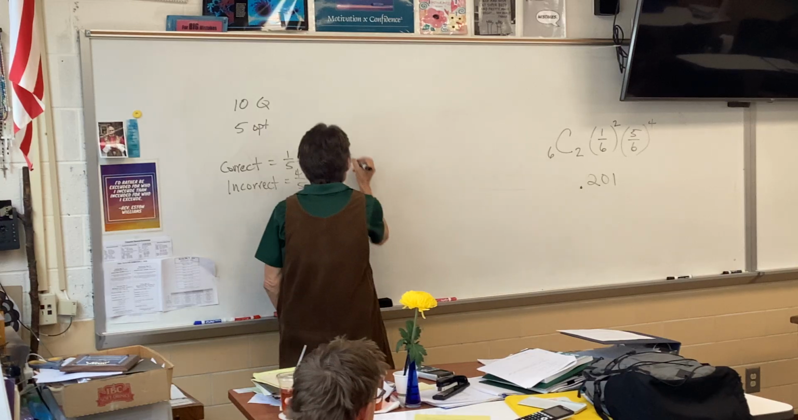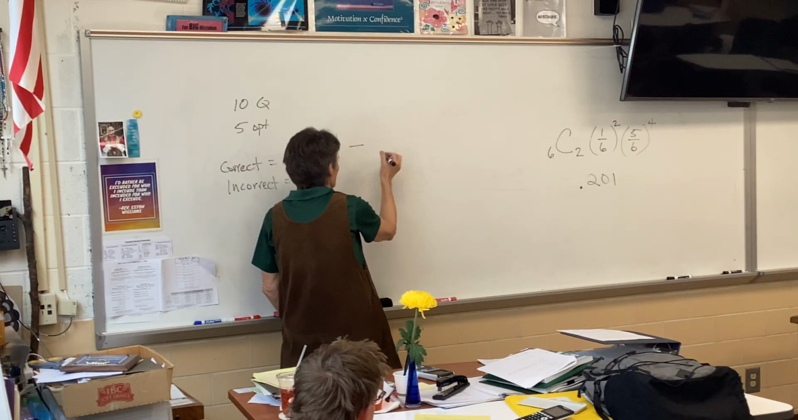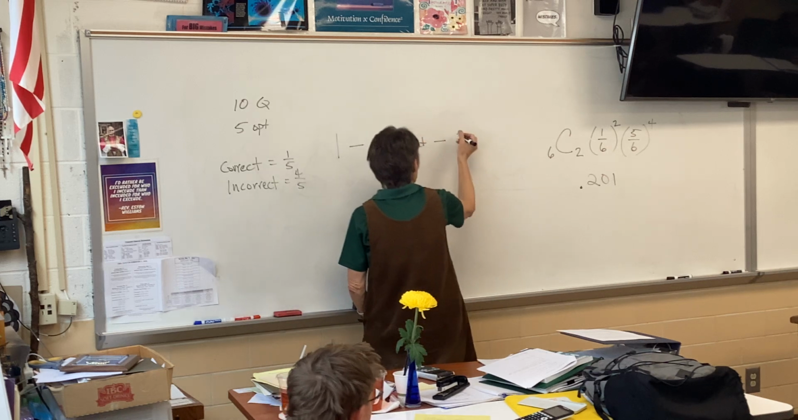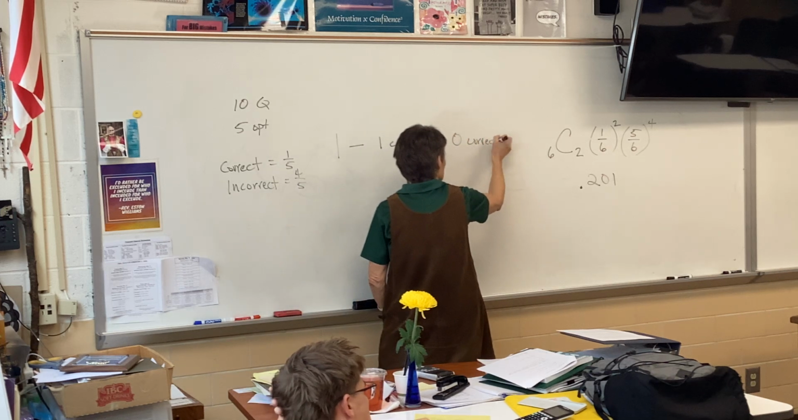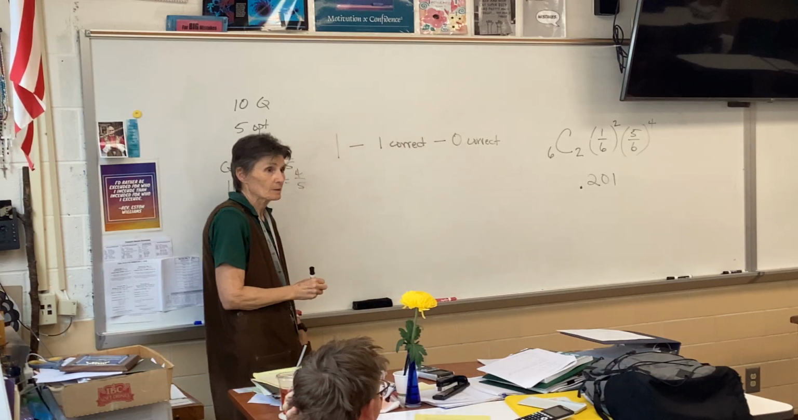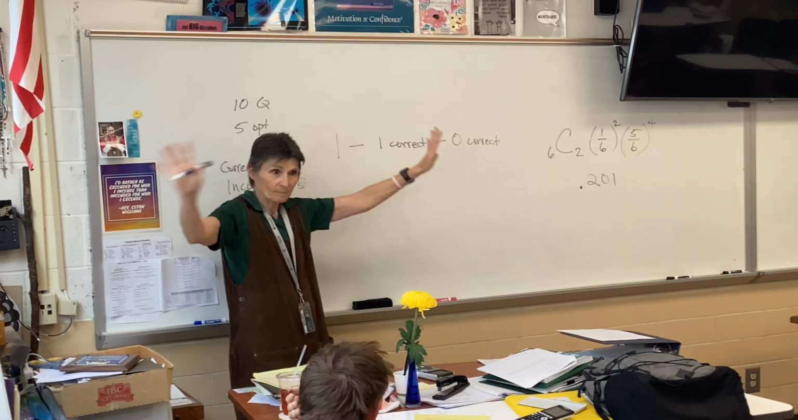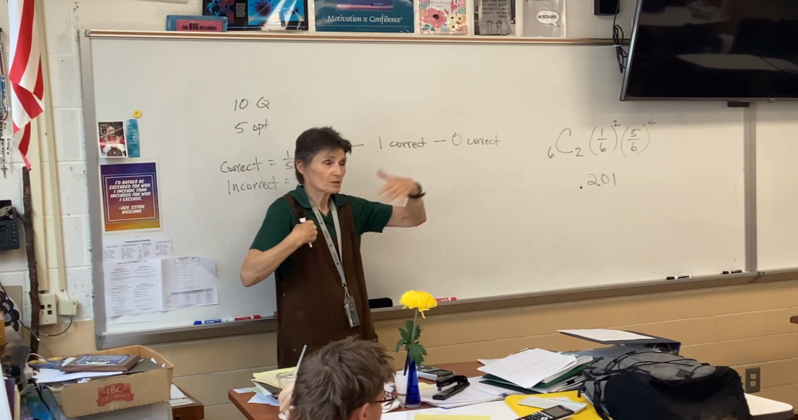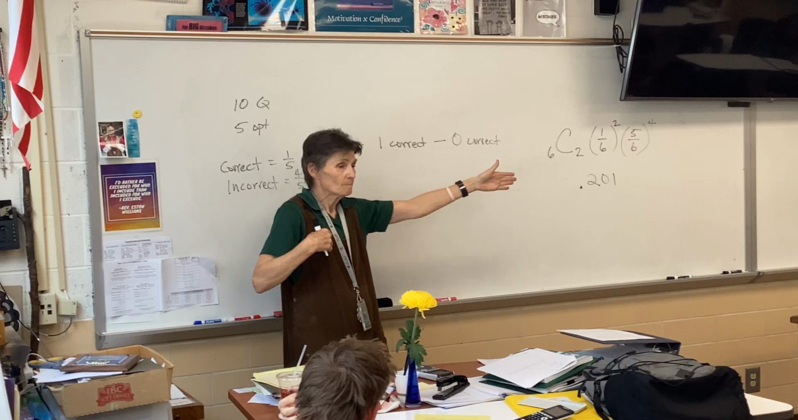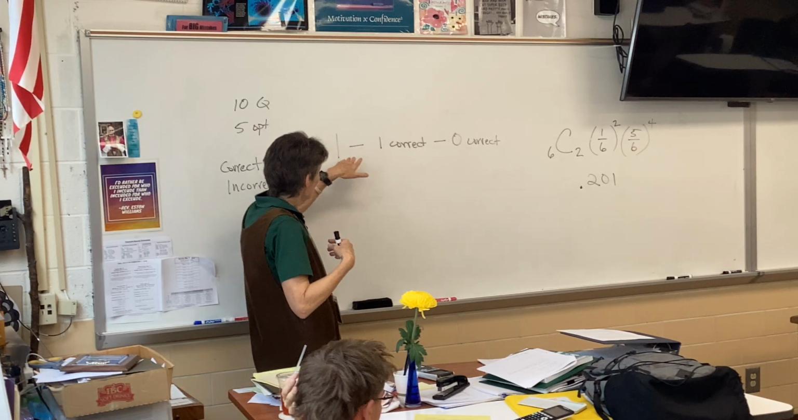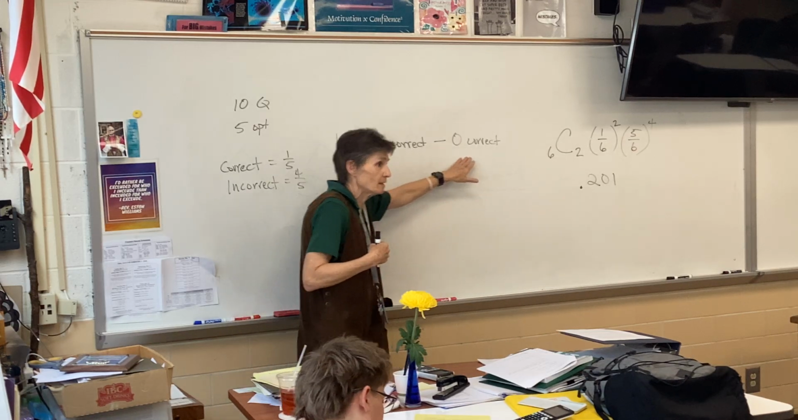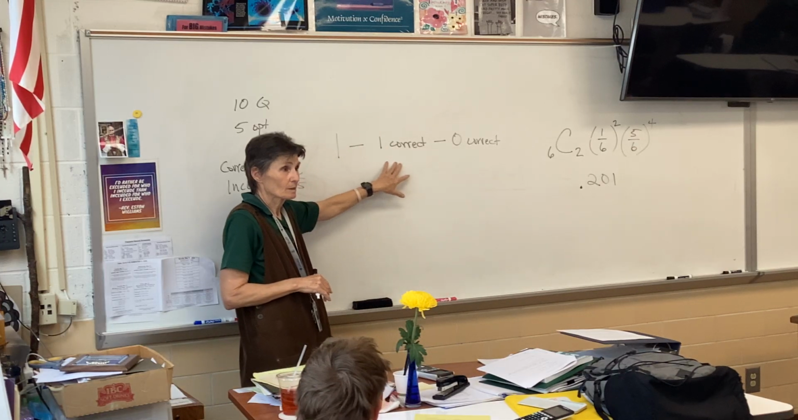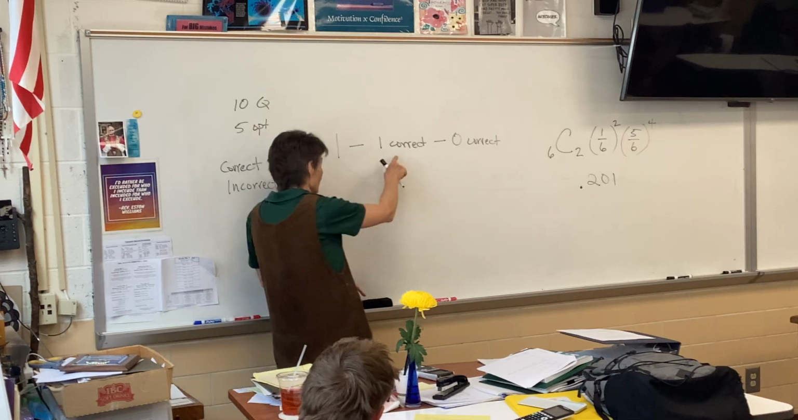So what if I took 1 minus the probability of 1 correct and minus the probability of none correct? So 1 is everything. If I take out what I want, which is 2, 3, 4, 5, 6, up to 10, then that's gonna leave me what I don't want. So what will this look like?